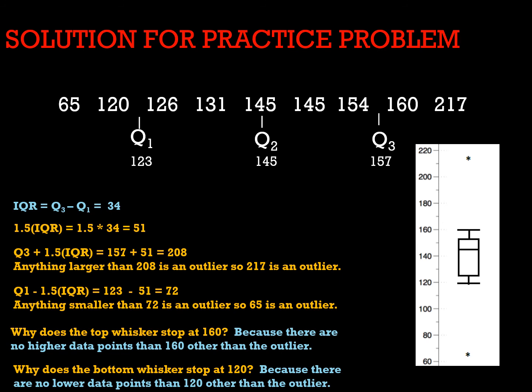So 160 would be the top of the whisker, because the top of the whisker should represent the maximum value, now not considering outliers. The bottom of the bottom whisker will represent the minimum value, but again, we're not going to consider outliers. So the minimum value, ignoring the 65, would be 120, and that would be the bottom of that whisker.